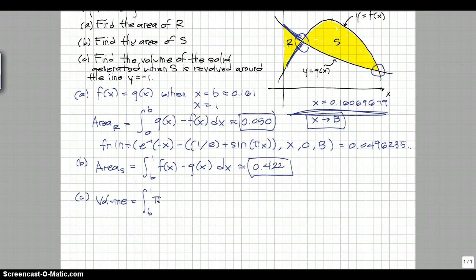And I'm going to have pi times my outer radius squared, and I'm going to subtract pi times my inner radius squared, taking the integral with respect to x. And I mentioned already, my outer radius is going to be the difference between f of x and -1. And I could write this as f of x plus 1 if I wanted to, but it's okay to put it like this. Makes me sure that I know what I'm doing here.